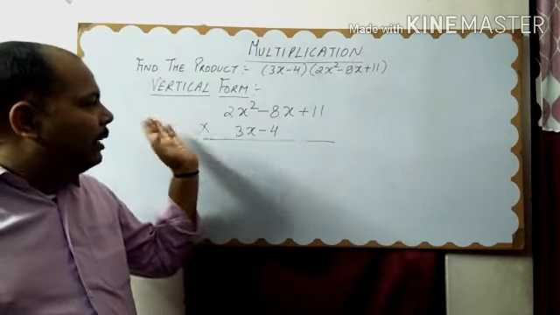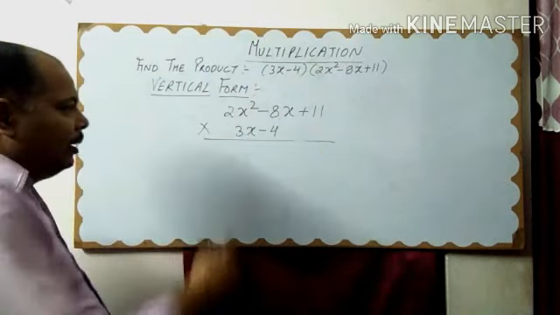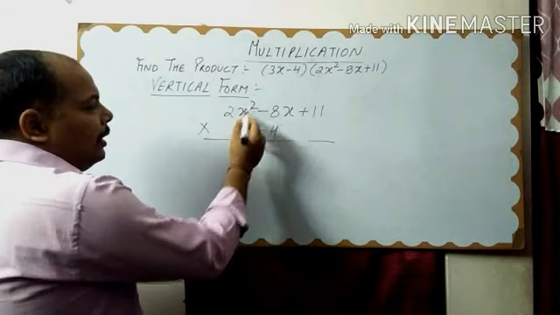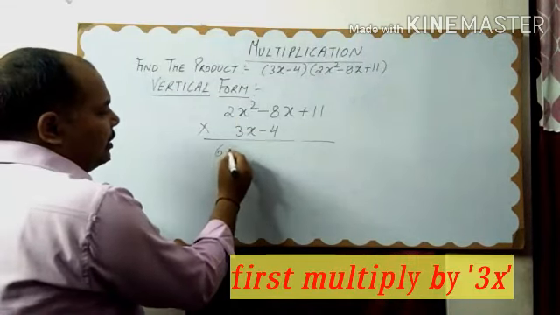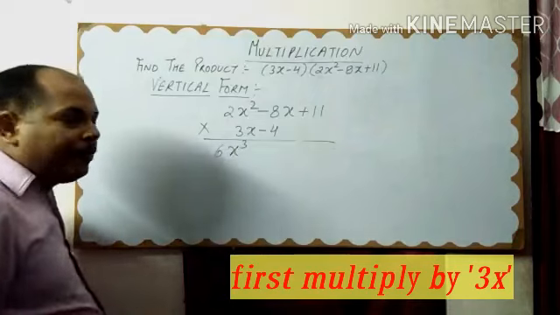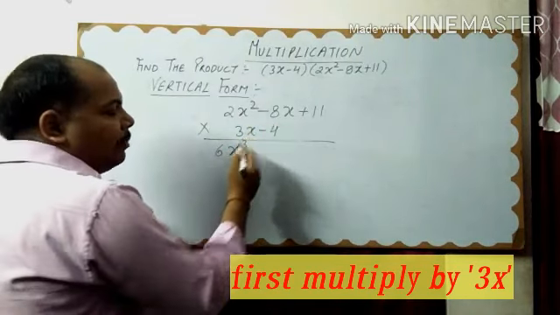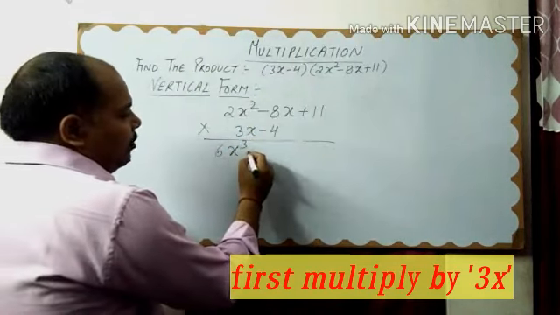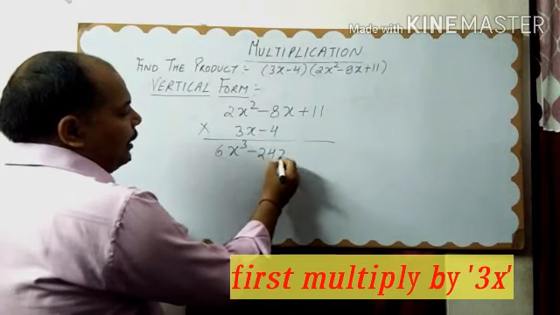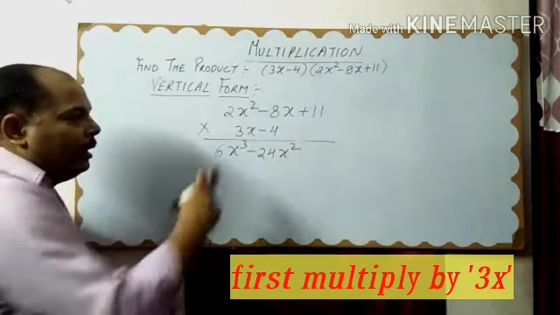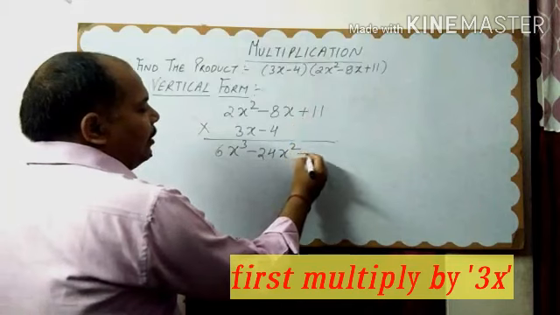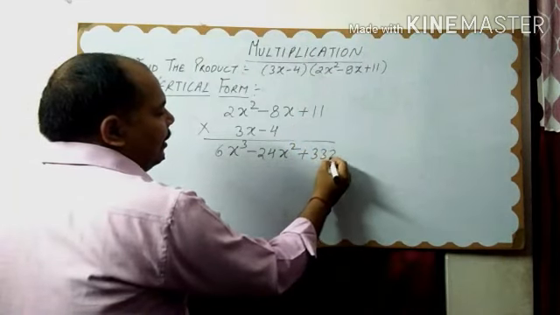Here you have to multiply from left to right. 3x multiplied by 2x square will be 6x cube. -8x multiplied by 3x will be 24x square, and 3x multiplied by 11 will be 33x.